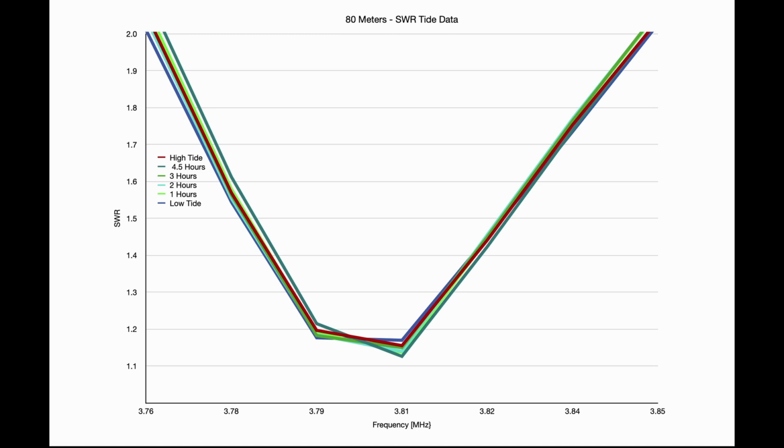This is the 80 meter band. You'll see there are not many points here, and the reason is it's only 100 kilohertz. The 6BTV is very narrow in the 80 meter band. Not much difference in tides versus SWR.